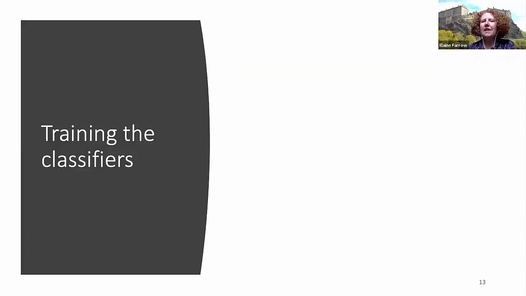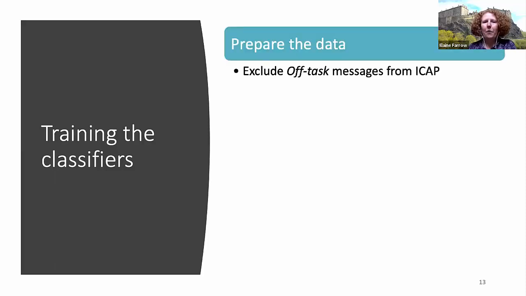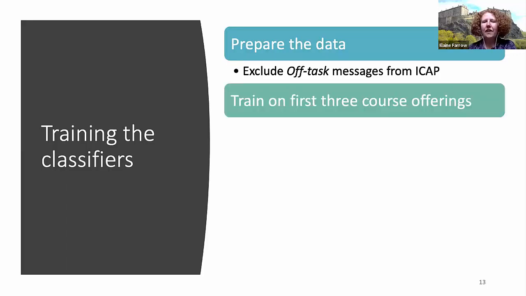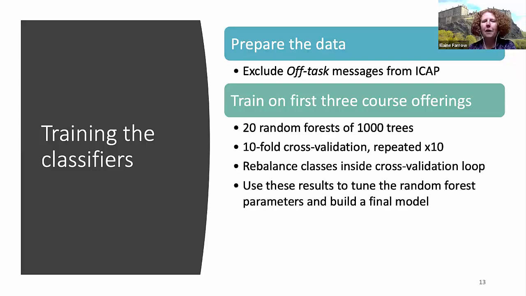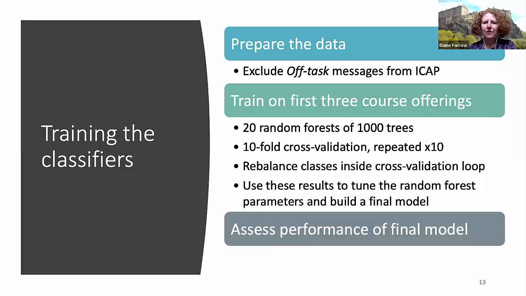So to train the classifiers, we trained 2 separate predictive classifiers, one for each of the frameworks. We excluded the off-task messages from ICAP because there were so few of them. We trained on the first 3 of the course offerings, and we built 20 random forests of 1,000 trees. We used 10-fold cross-validation repeated 10 times. We rebalanced the classes inside the cross-validation loop in line with best practice. And then we used these results to tune the random forest parameters and build our final model. And then we assessed the performance of that final model, not just on the cross-validation, but also using the 4th of the course offerings as test data.